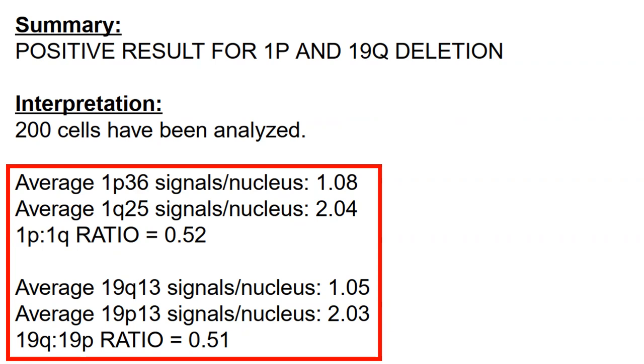When you're looking at the FISH results, the differential diagnosis is oligo versus astro, right? And you're looking to determine, is there co-deletion or not? There can be false positives. One of the clues that it's a false positive for co-deletion is if you look at the ratios 1p to 1q and 19q to 19p, and the actual percent varies significantly. That is a clue that it's probably a false positive. See how close these are. An example, 1p to 1q might be just like this, 0.52. 19q to 19p might be 0.70.